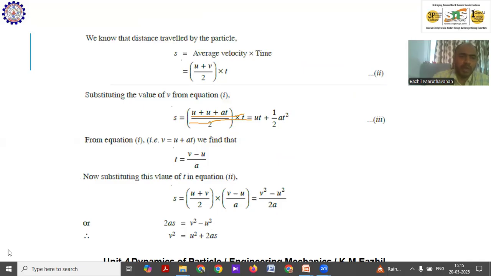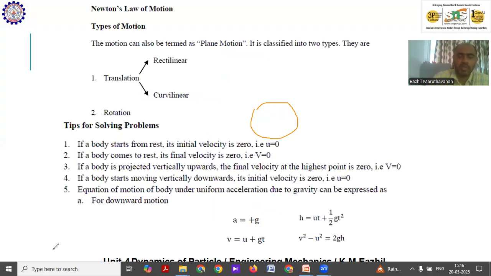This is the formula. When we substitute all the values, we get s is equal to ut plus half at square. Then for finding the velocity, we get the equation v is equal to u plus at. Then v square is equal to u square plus 2as. These are the standard formulas that we have to keep in mind to solve the problems. When it is in the horizontal direction, we can use these formulas. If it is in the vertical direction, then we take h is equal to ut plus half gt square, and this g is the gravitational acceleration.